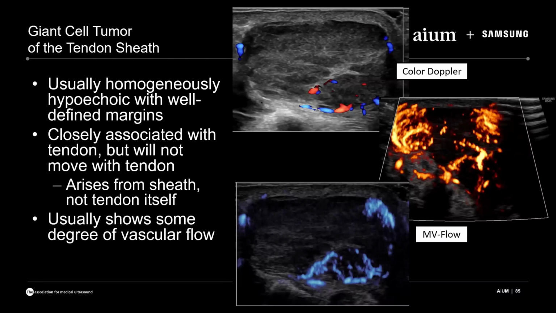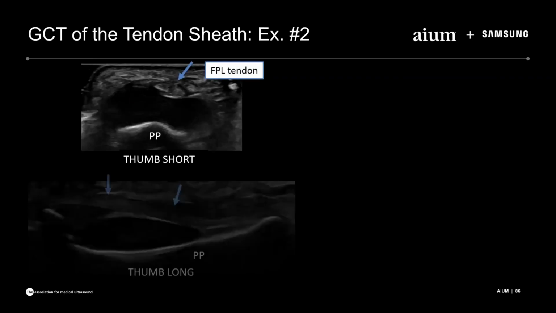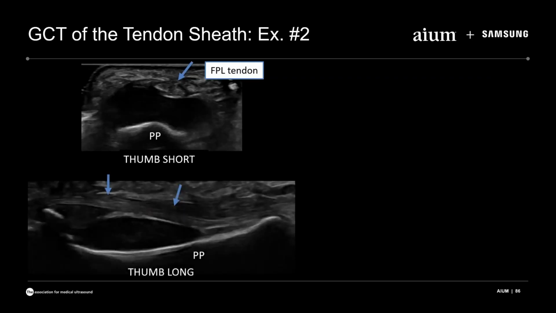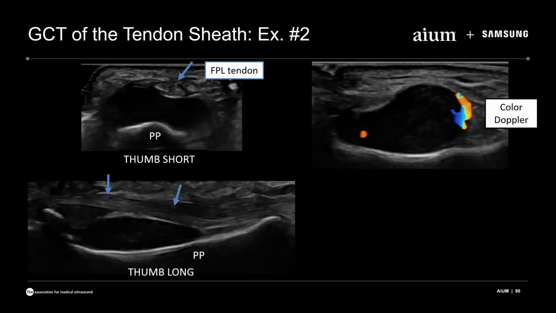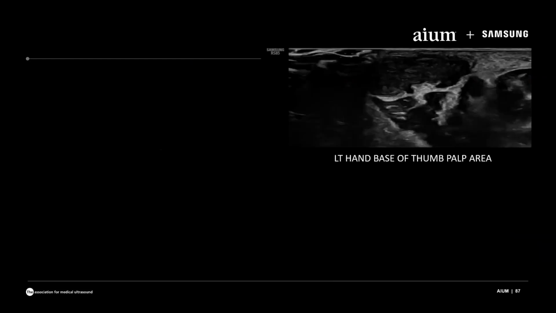Let me show you another example. So this one here, we're looking at the thumb. This one in short axis here, there's the mass. And this one's actually deep to the flexor pollicis longus tendon. When we turn long axis, there's the tendon. There it is deep to that in between the tendon and the bone. When we add color, it's got vascularity. Again, with MV flow, it's glowing. So it's very vascular. And with this one, I'll point out that notice that it's deep to the tendon. It's not superficial, which helps you differentiate this from this next abnormality that I'm going to show you.